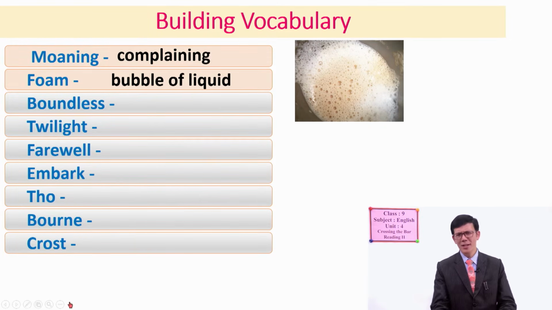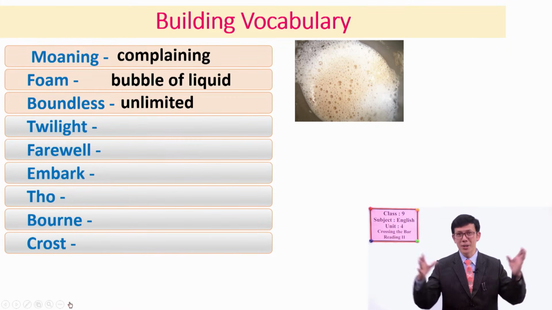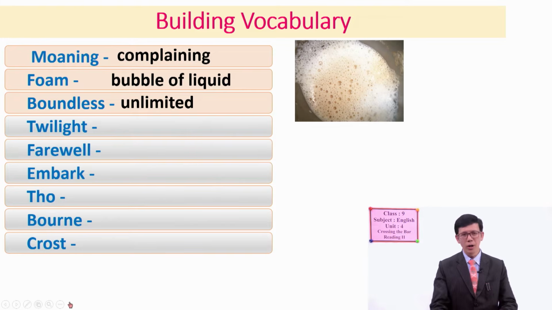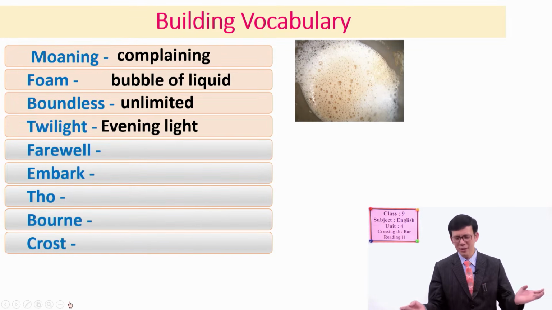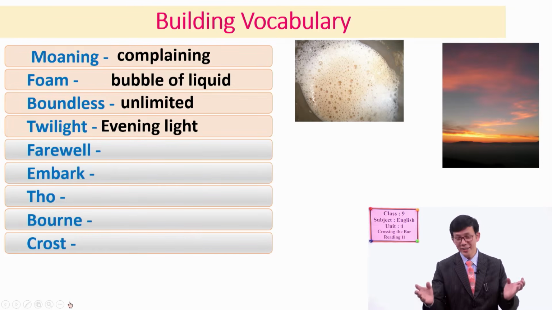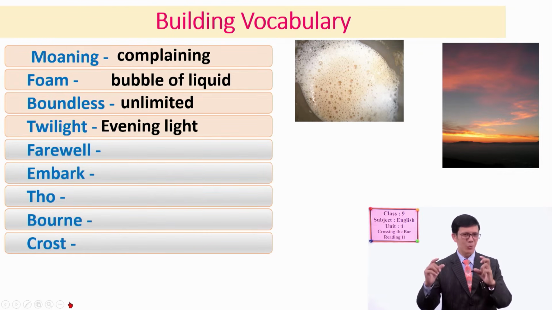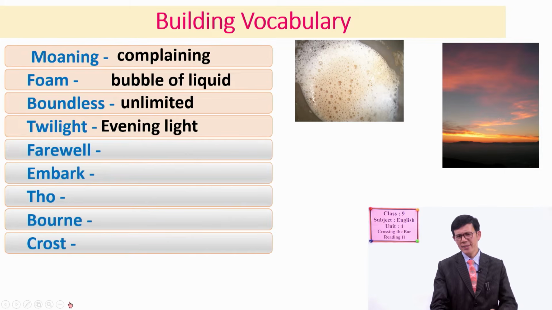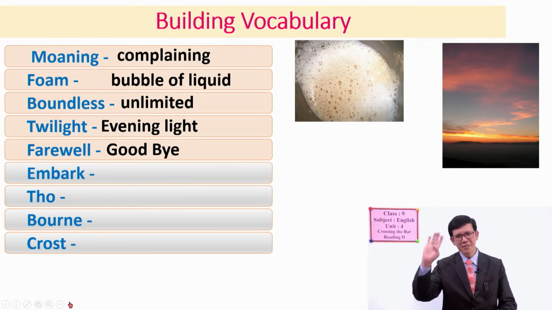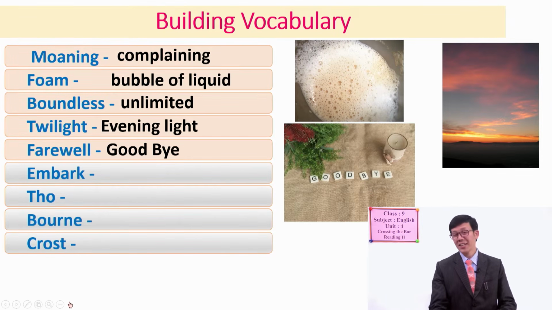And let's look at another one. You can see the word, yes, boundless. This is unlimited, okay? And the next word, as we see, twilight. That is evening light. So look at this. This light is what we call twilight. And let's look at another word, that is farewell. Okay, what does it mean? Goodbye. Okay, farewell. Yes, you can see there, goodbye.